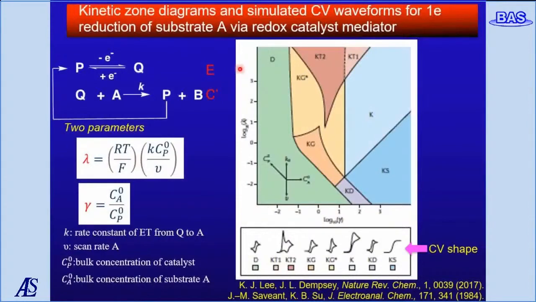Theoretical study by Saveant et al. has shown that the shape of the CV of the catalytic wave depends on two parameters. One is lambda, which is the ratio of the reaction rate between substrate and Q to the CV scan rate. Gamma is the other one, the concentration ratio between the substrate and mediator P. Therefore, a kinetic zone diagram is provided, so from the CV shape, we can consider the catalytic activity of the complex.